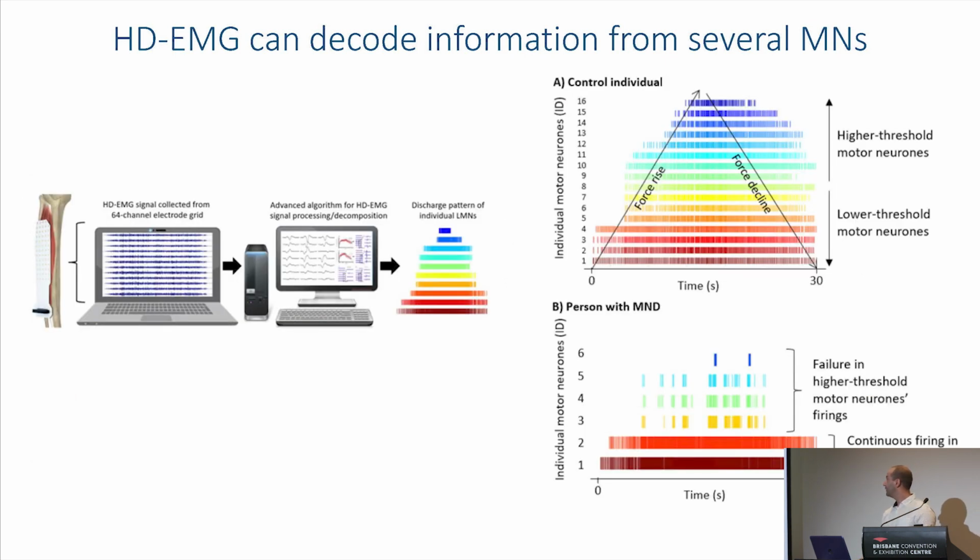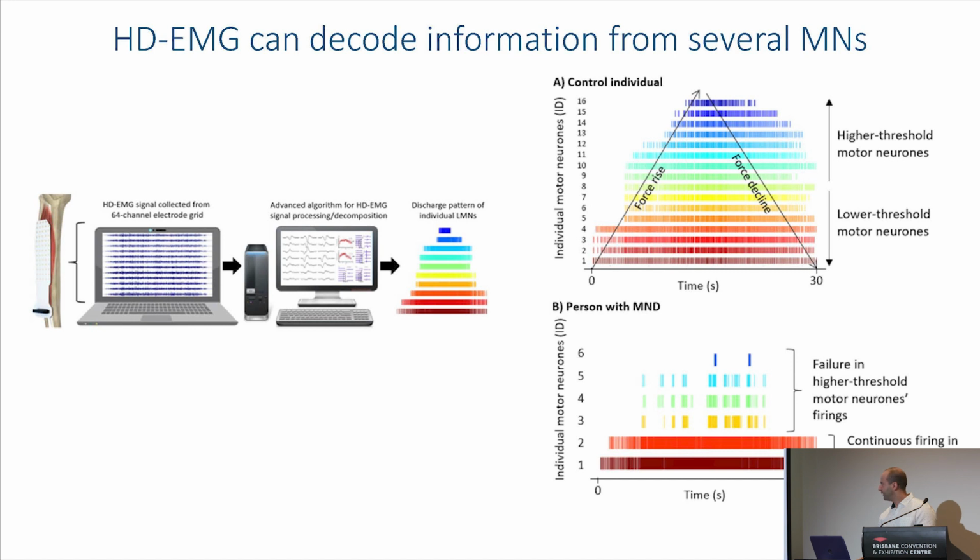I'll show you an example of a control individual, someone who doesn't have the disease. We see lots of motor neurons, and each color is a different motor neuron. We ask people to make a force, and the force goes up and then goes down. In a healthy individual, all those motor neurons fire continuously. You see these traces going without stopping. Those are the lower or smaller motor neurons, and the cold colors are the larger motor neurons.